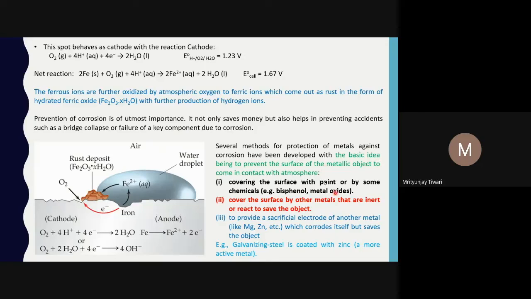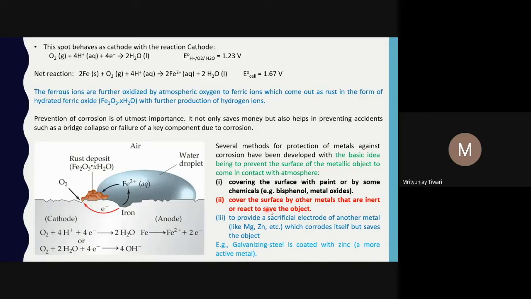So what are the particular things that we use to prevent corrosion? The first thing is covering the surface with paint or some other chemicals. Painting is what we usually do for iron objects, because we want to prevent corrosion of that iron article or material. So we paint it, and bisphenol or metal oxides are used for the painting.